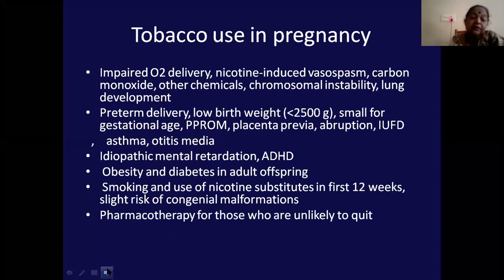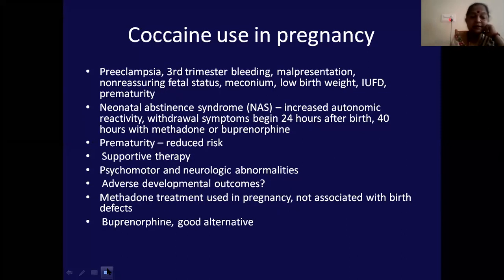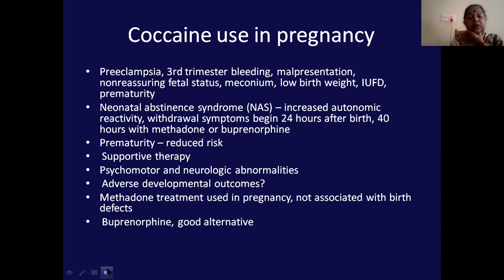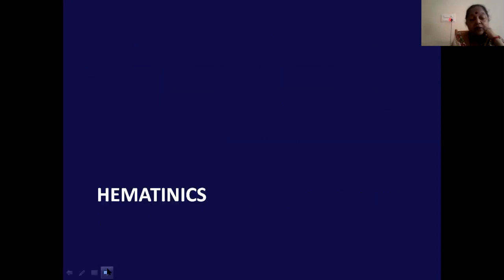and they leave addictions. The cocaine use is another thing, can lead to preeclampsia, APH, of course, non-assuring fetal status, meconium, and neonatal abstinence syndrome. So there is, I don't know how the prematurity reduced risks, I have to find out, but this is from some literature. So you have to give in these patients supportive therapy, and methadone treatment, which is used in pregnancy, is not associated with birth defect. Okay, so buprenorphine is a good alternative for this.